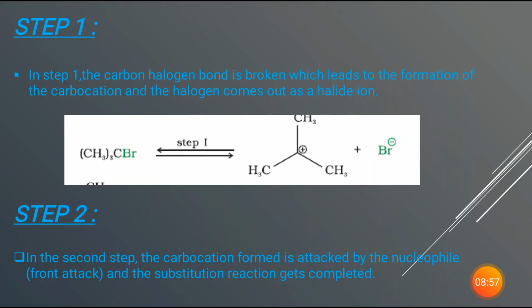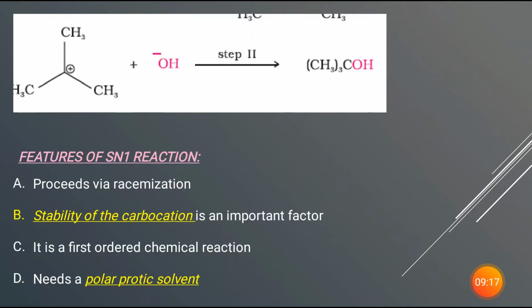Step 2: in the second step, the carbocation formed is attacked by the nucleophile, and the substitution reaction gets completed. I've written front attack; it can be front attack also, it can be back attack also, we'll see why. In the second step, this nucleophile OH minus will attack this carbon and nullify the positive charge. Once the positive charge is nullified, carbon also becomes stable.